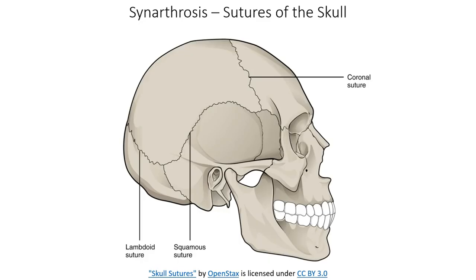Alright, so these are joints that do not move at all, which is why as adults swelling in the brain can be a big problem, because these joints are not going to be able to separate from each other, allowing that space to expand. So that's why swelling in the brain can be a huge issue, is we do not have any movement of these joints.